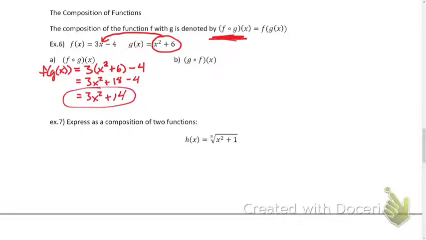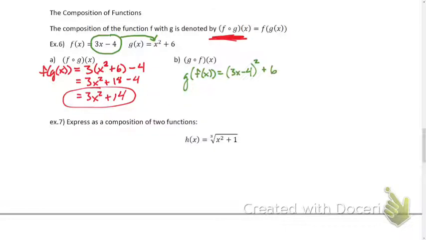All right, let's try G composite F. So on this one, we are going to take all of F and put it in place of the x in G. So you start by writing G, and I see an x right away, so I'll lead with a parenthesis, and we have 3x minus 4 for F, and then I go back to G. What was being done to the x? It was squared, and then plus 6.